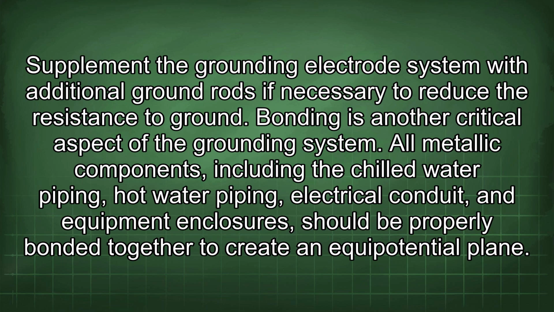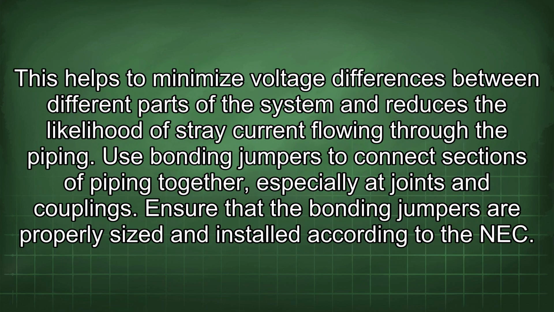Bonding is another critical aspect of the grounding system. All metallic components, including the chilled water piping, hot water piping, electrical conduit, and equipment enclosures, should be properly bonded together to create an equipotential plane. This helps to minimize voltage differences between different parts of the system and reduces the likelihood of stray current flowing through the piping. Use bonding jumpers to connect sections of piping together, especially at joints and couplings. Ensure that the bonding jumpers are properly sized and installed according to the NEC.